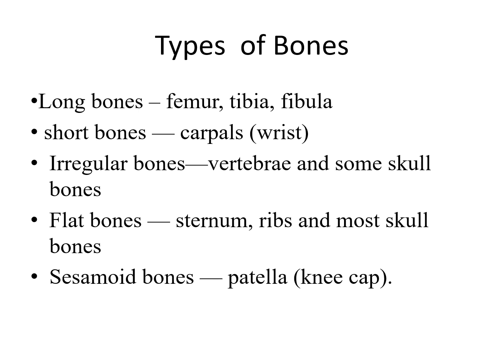Coming to the types of bones, we have five types: long bone, short bone, irregular bone, flat bone and sesamoid bone. Examples of long bones are femur, tibia and fibula. A short bone example is the carpal, which is present in your wrist. Irregular bones are the vertebra and small skull bones. Flat bones are the sternum, ribs and most skull bones. And the sesamoid bone has only one example, the kneecap, that is the patella.